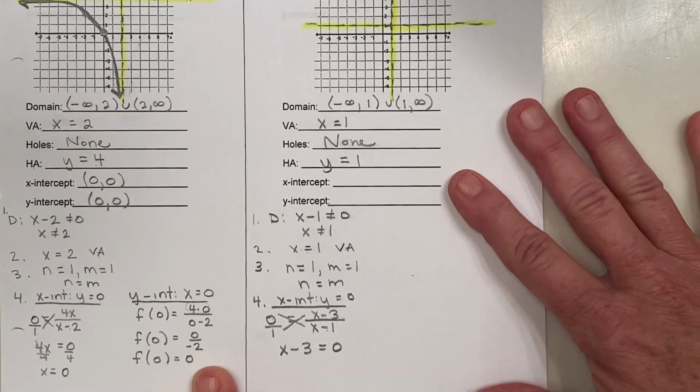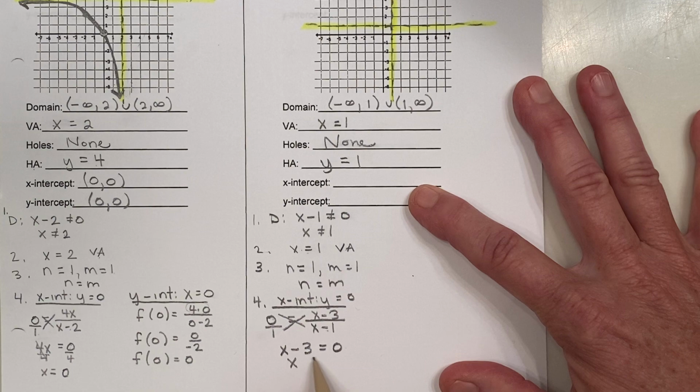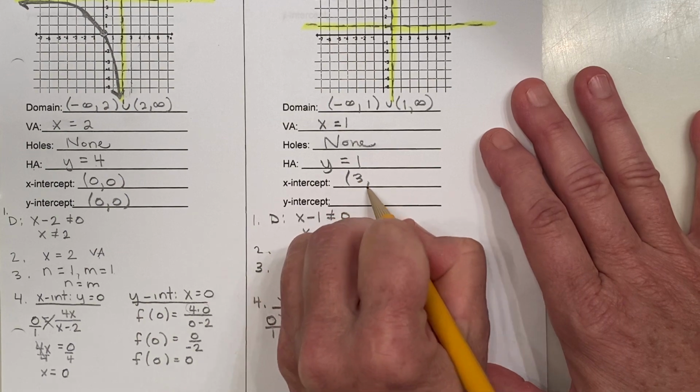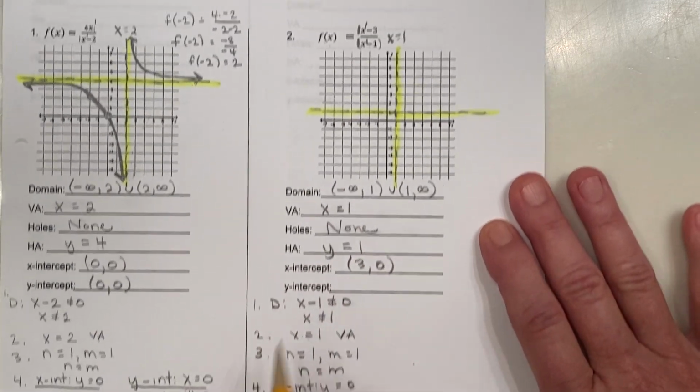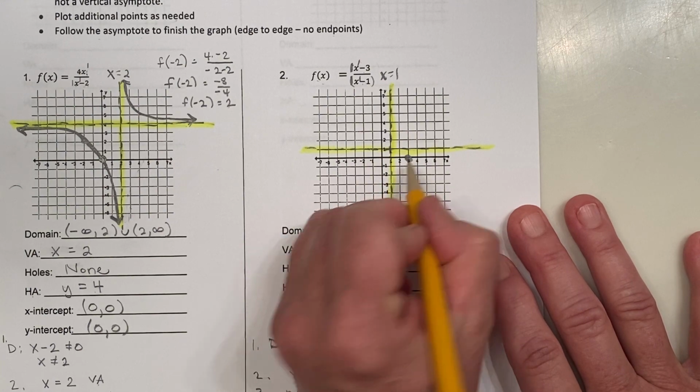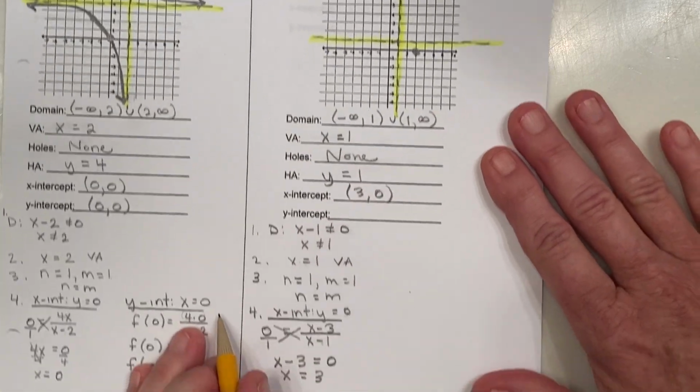Let's add a 3, so we get x equals 3. So our x-intercept is (3, 0). So we'll plot that. That's the only x-intercept. That's the only time we can cross the x-axis, is right here. Now let's find the y-intercept.